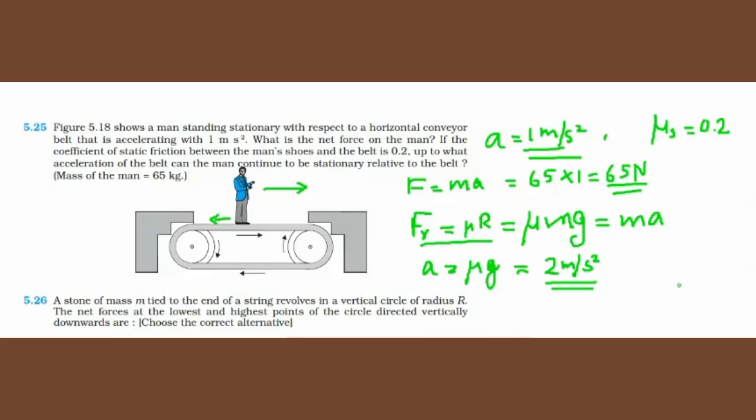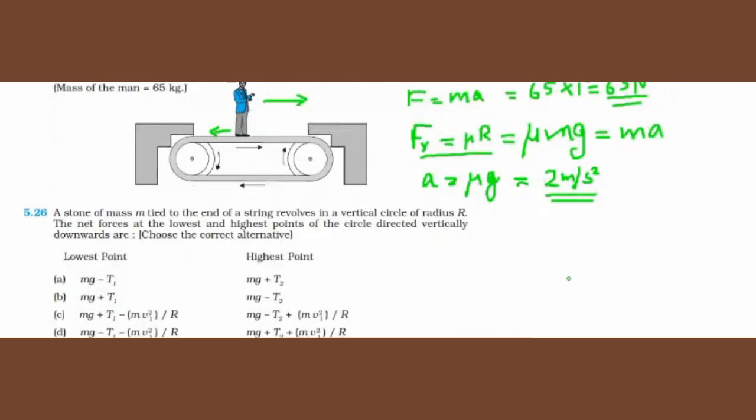So no problem, he will stand there. Suppose the acceleration of the belt is more than 2 meter per second square, then the friction is not able to keep the man on the belt. So what will happen? He will fall. So the maximum acceleration for which friction is able to hold him there is 2 meter per second square. Up to a belt acceleration of 2 meter per second square, the man will remain standing there. Okay, then next.